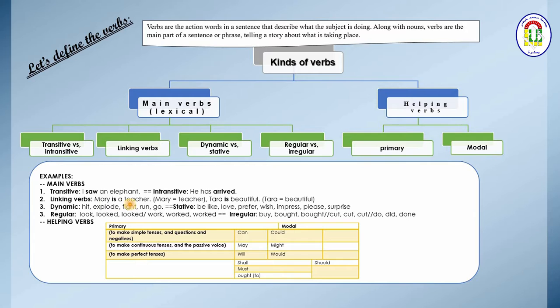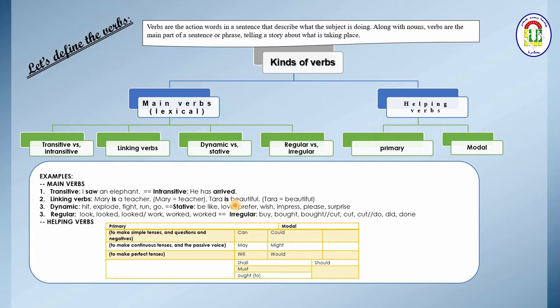Mary is a teacher. What does it mean? So Mary is equal to teacher. Is equal. That's why it is called a linking verb. So, the linking verb, as I said, Mary is a teacher. It is equal to teacher. Mary is equal to teacher.